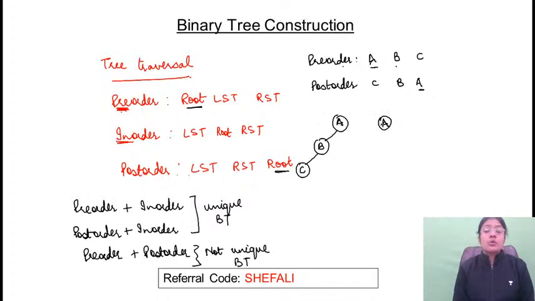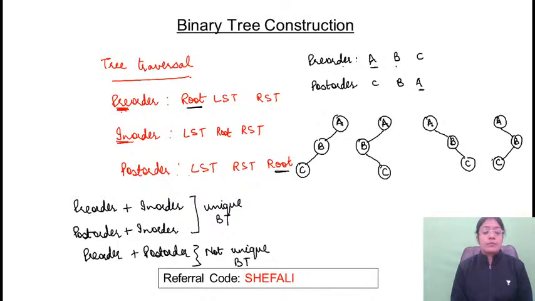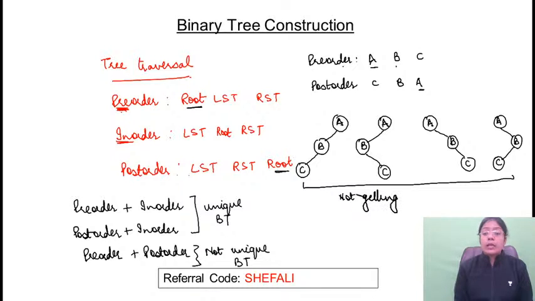Another tree: A is a root node. You can get B and then C. Similarly, for pre-order and post-order, this is the possible tree. Another possibility is A, B and C. Correct? So this means that we are not getting a unique binary tree if the pre-order and the post-order is given to you.